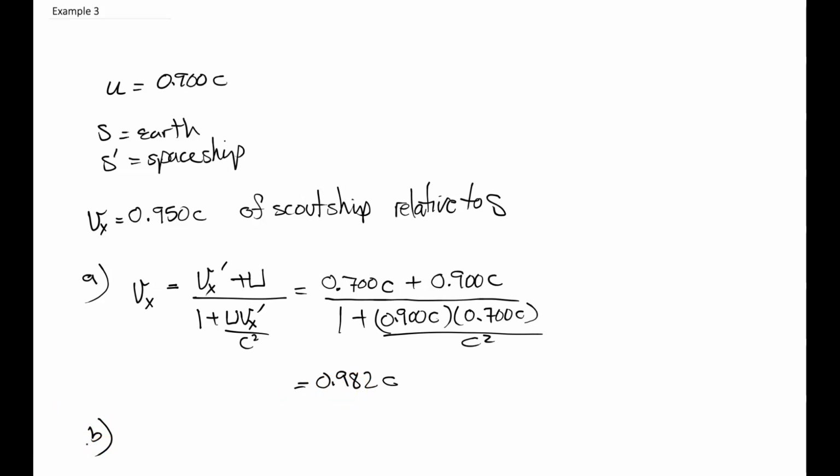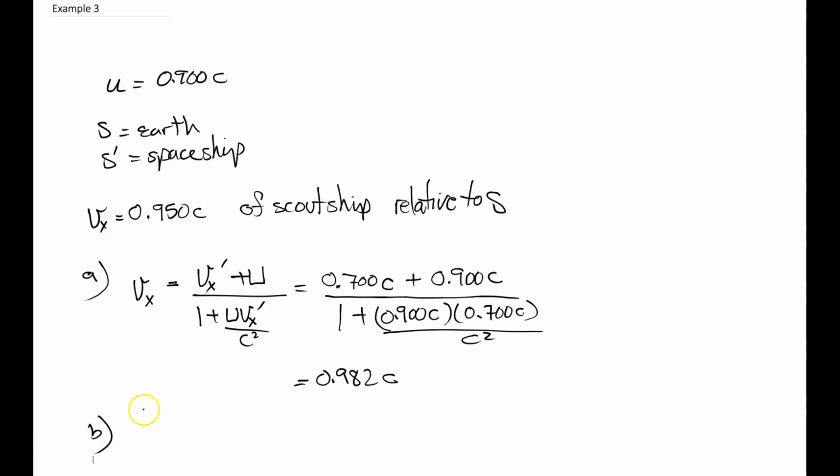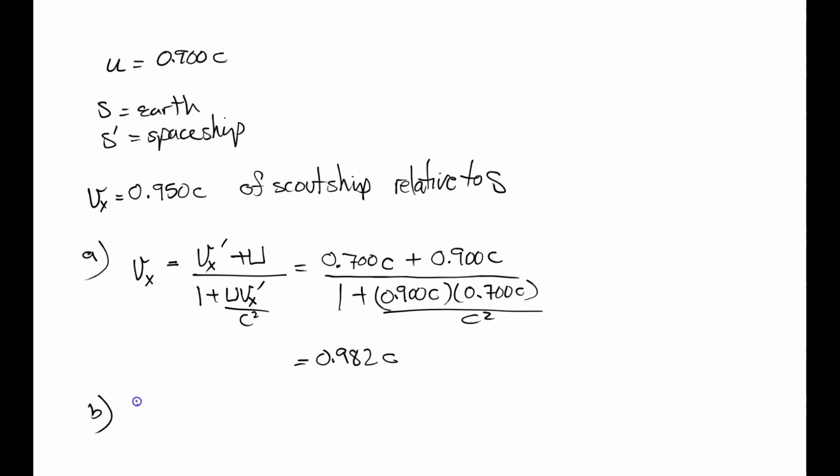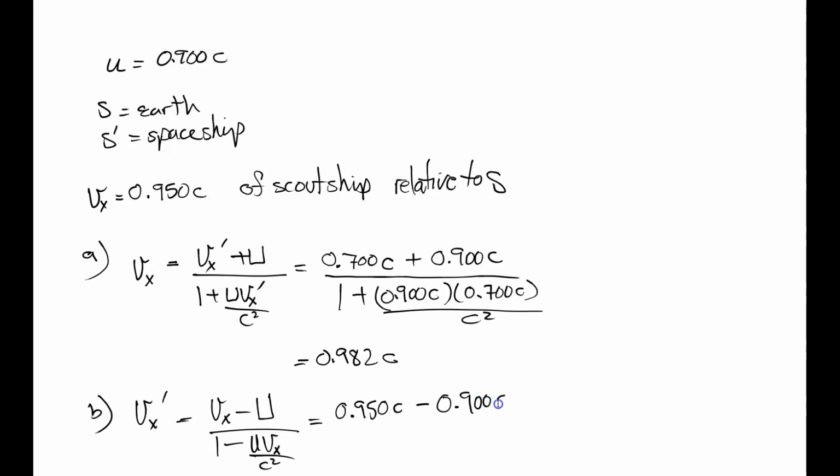And for part B, if we want to find the scout ship velocity relative to the spaceship, then that's Vx prime equals Vx minus U over 1 minus U Vx over c squared, which equals 0.95 c minus 0.9 c over 1 minus 0.9 c times 0.95 c over c squared, and that gives us 0.345 c.